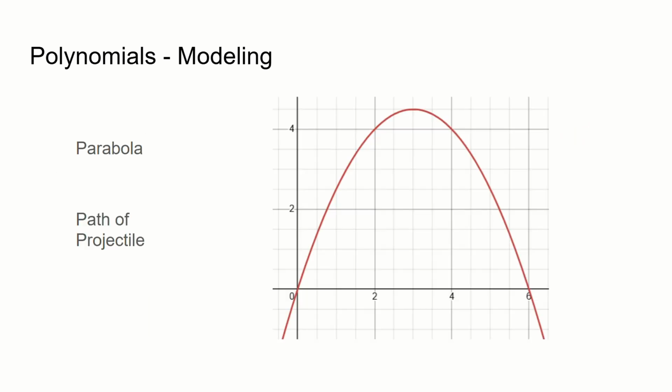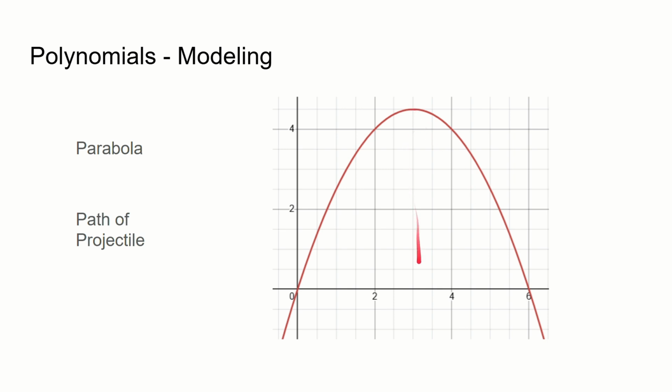Finally, modeling with polynomials. It's very common to model the path of a projectile with a quadratic because the path of a projectile follows a parabola. There are other modeling things you can do with cubics or quadratics or whatever you want, but probably the most common is a parabola. So generally, you just use your knowledge of quadratics to help you with this.